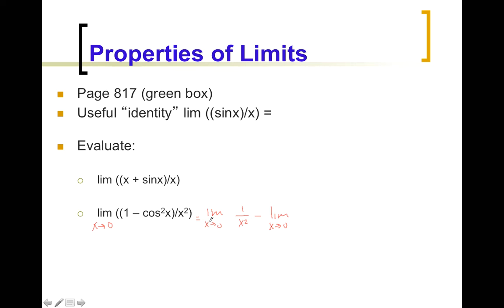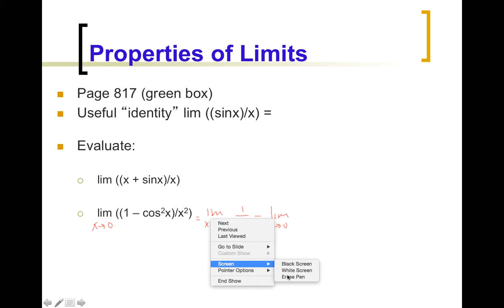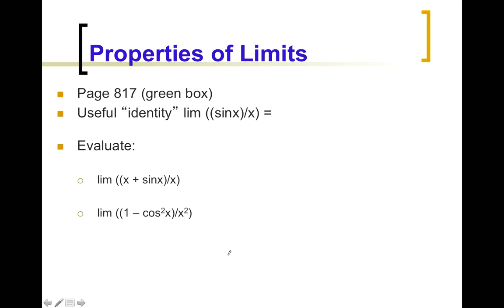Oh, whoops, I did this one wrong. Sorry, I don't want to do that. My fault. Try that again. Not paying attention to myself as I go. 1 minus cosine squared. I knew this is where I wanted to go and I forgot. 1 minus cosine squared is sine squared of x. So I can change 1 minus cosine squared into sine squared.